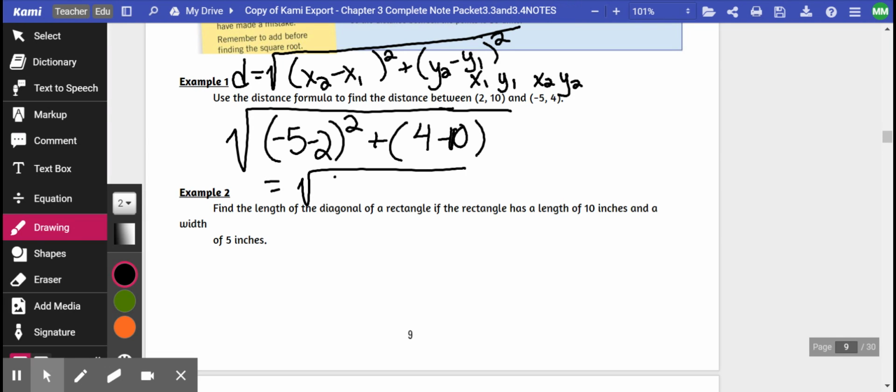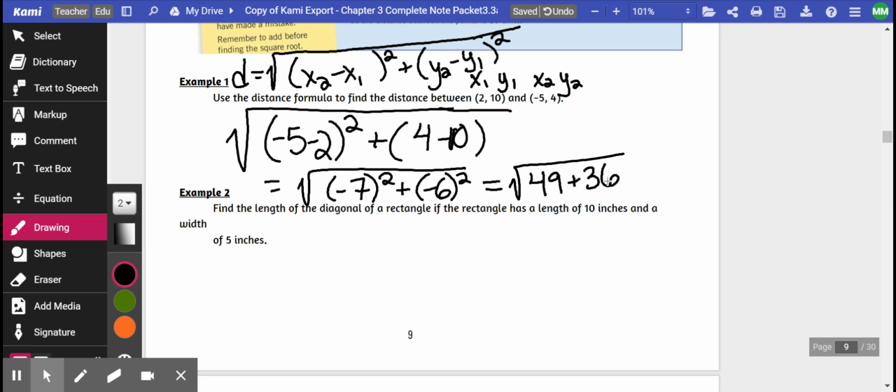So I get -7, and I'm going to leave that in parentheses, and that will be squared, plus -6, which will also be squared. Okay, I'm going to square each of those, so I get 49 and 36. If we add those together, we get 85. And let's just round to 2 decimal places. So in your calculator, you're just going to find the square root of 85, which is 9.219. So we'll say 9.22.